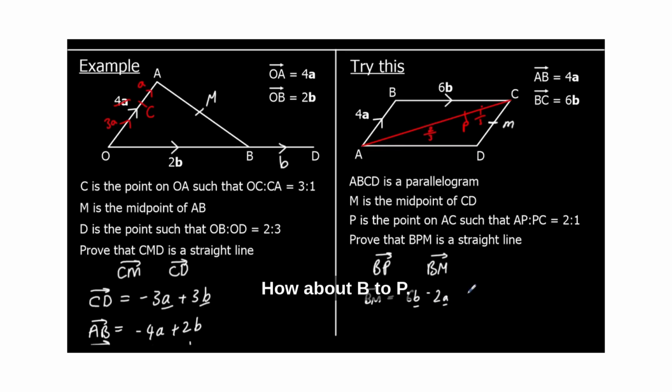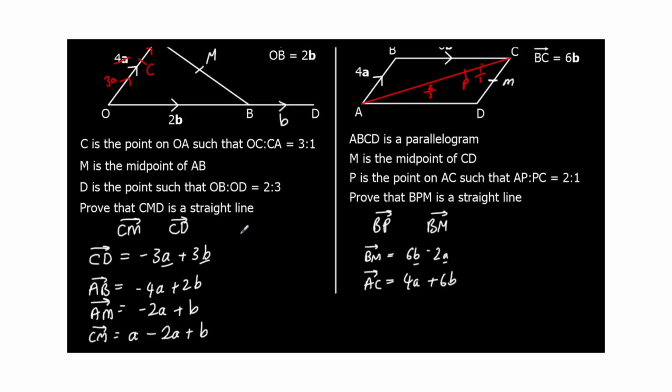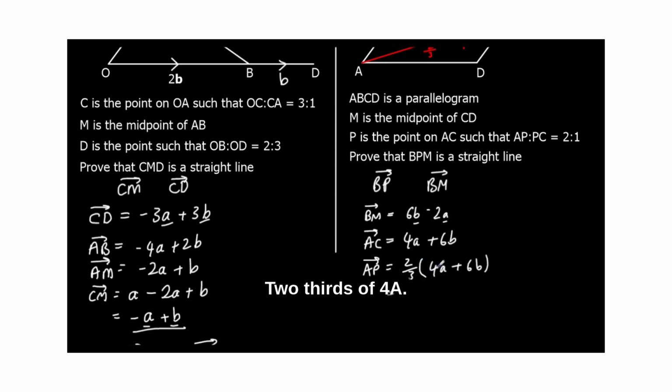How about B to P? So if we go A to C, which is 4a plus 6b, A to P is 2/3 of this. So A to P is 2/3 of A to C, 2/3 along the line. So 2/3 of 4a plus 6b. 2/3 of 4a will be 8/3 a. 2/3 of 6b will be 4b. So that's A to P.